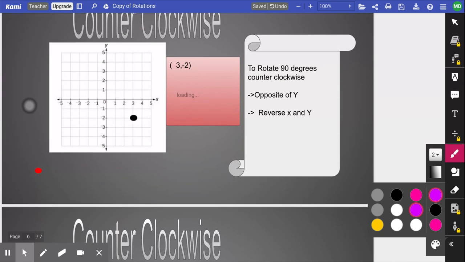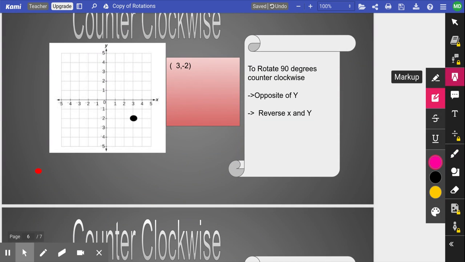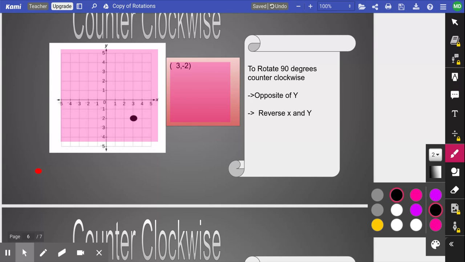The ordered pair is 3, -2. So go ahead and plot 3, -2 on your paper. Write down the ordered pairs, and here we go. 2 steps. Opposite of y, reverse the x and y. That's my new ordered pair. I did the opposite of y, and then I wrote down y comma x. Okay, I just flipped it. So let's plot that and see what that looks like.